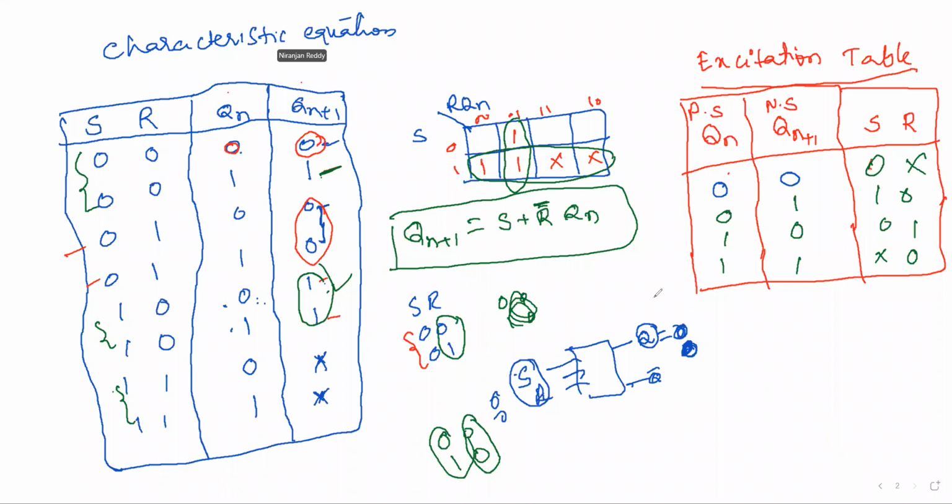Okay. See, once again, I'll discuss. My present output of the flip-flop is 0, and I want the next state also 0.